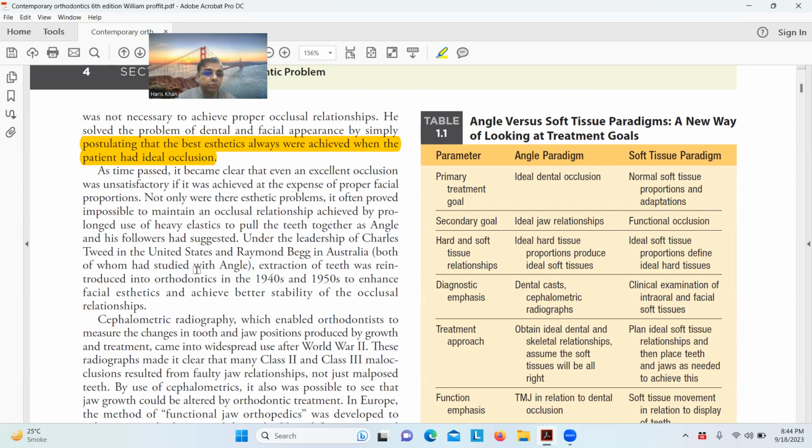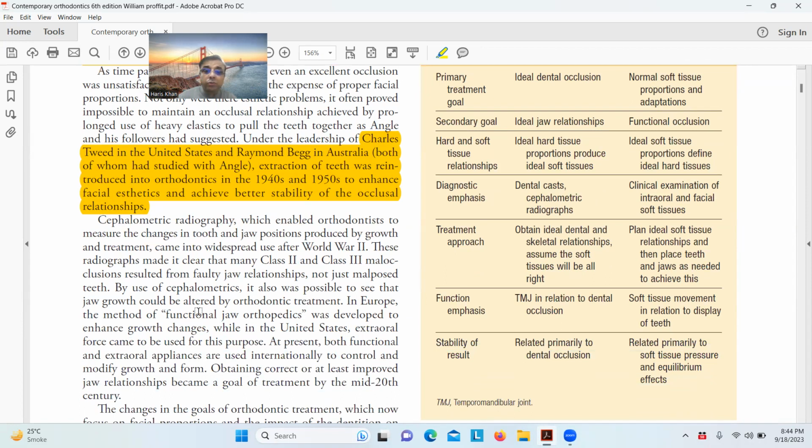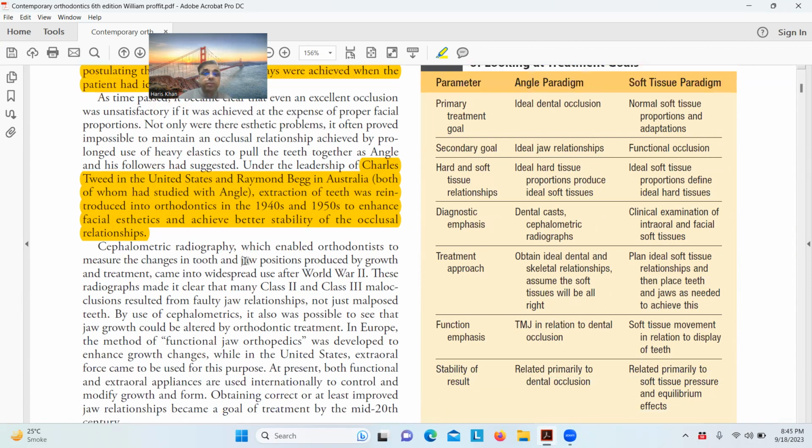Under the leadership of Charles Tweed in the United Kingdom and Begg in Australia, both of whom had studied under Angle, extraction of teeth was reintroduced in orthodontics around 1914-15, on non-esthetic grounds. Again, this is something for discussion in the viva, not for written exams. The debate of extraction versus non-extraction can also be written in some SAQs, so this is something important here.